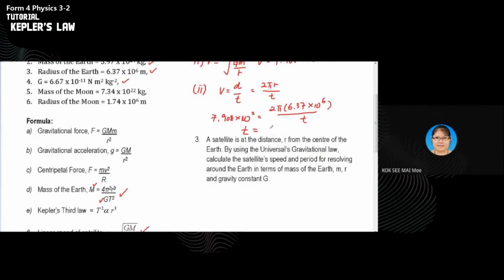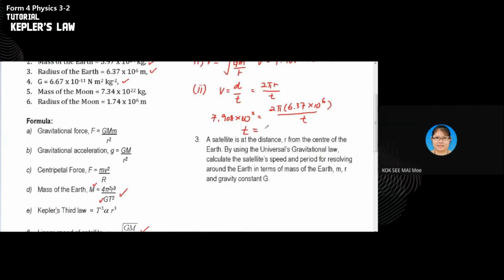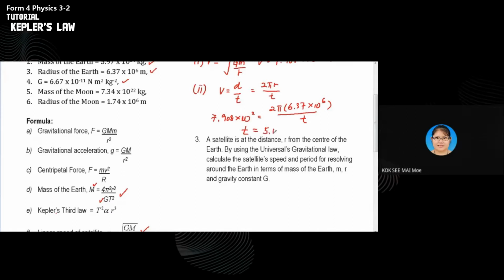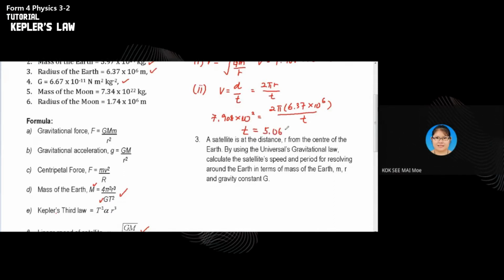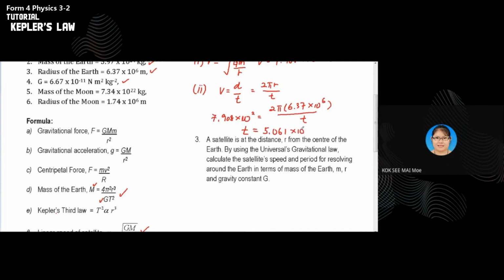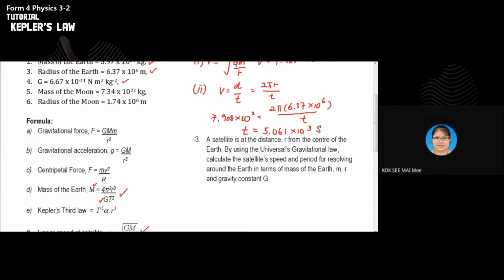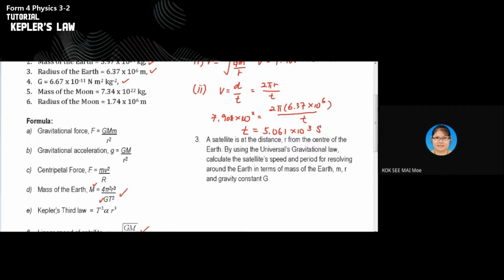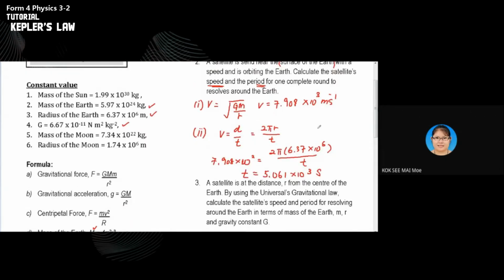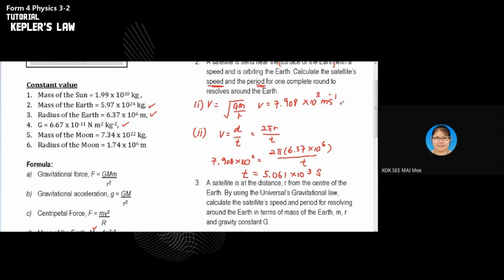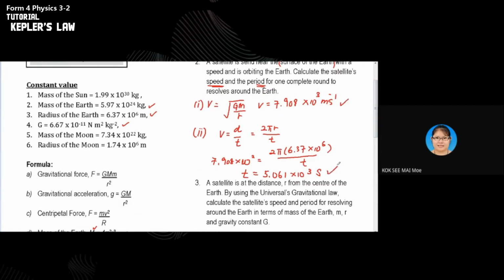So finally, your period here is 5.061 times 10 to the power of 3 seconds. If you put 5.06, it is okay already. Minimum 2 decimal places. So this is your answer. First is for speed, second one is time.